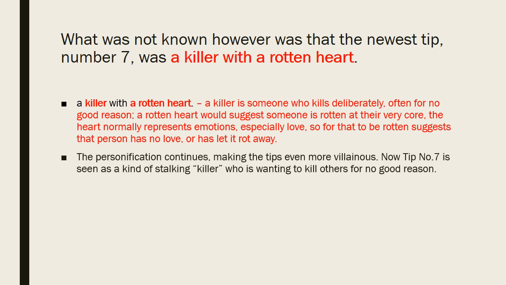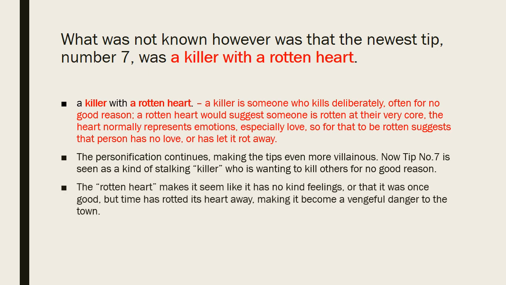Okay, so the personification continues, making the tips even more villainous. Now tip number 7 is seen as a kind of stalking killer who is wanting to kill others for no good reason. So you see how I'm applying that idea of a killer, and what a killer is, to the picture we're being given as a tip. And then to stretch it further, I've taken the rotten heart, which makes it seem like it has no kind feelings, or that possibly even it was once good, but time has rotted its heart away, making it become a vengeful danger to the town.